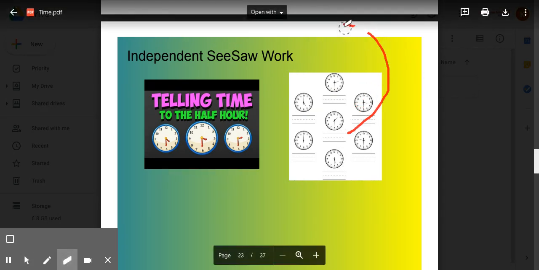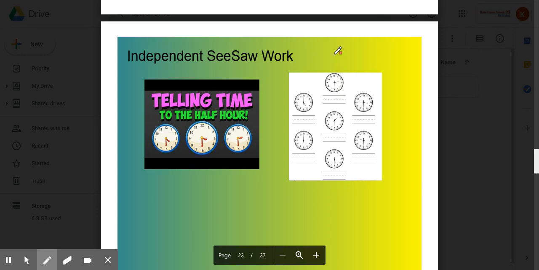All right. So for your independent work, you have a seesaw activity, and you are going to write the correct time for each analog clock. So you should have 7 times that you are going to write for each clock. So you're going to look at this clock, figure out what time it shows, and type it or write it in the blank. And you're going to do that for each clock.